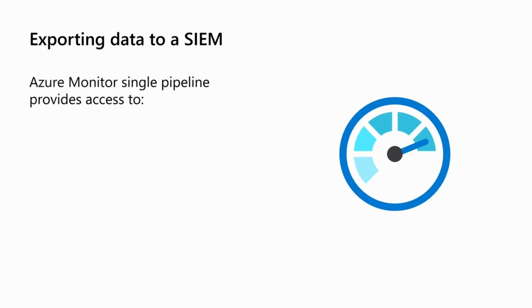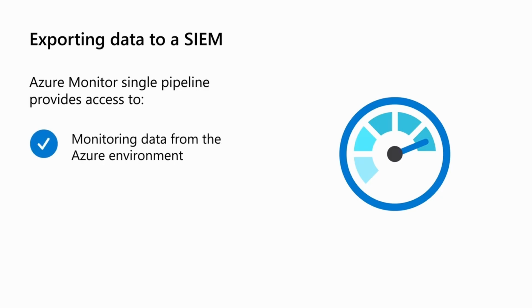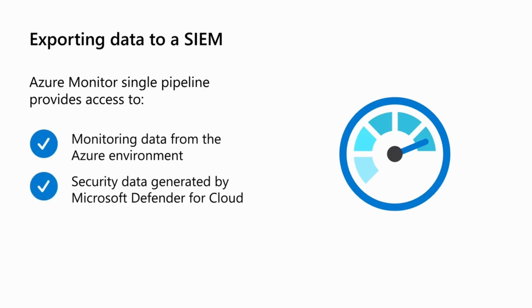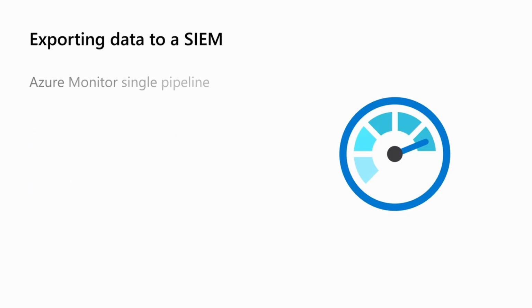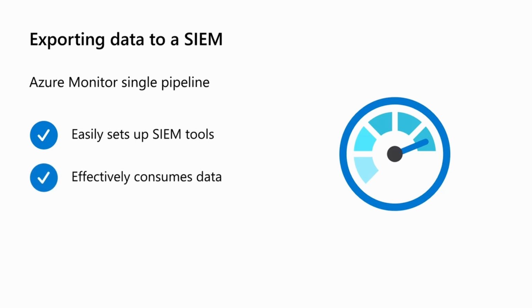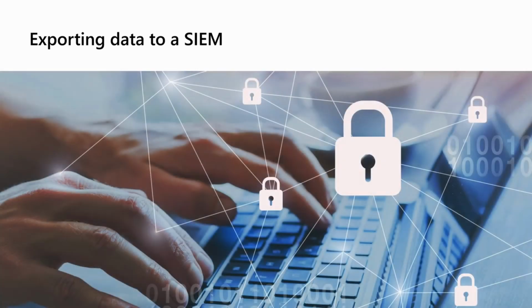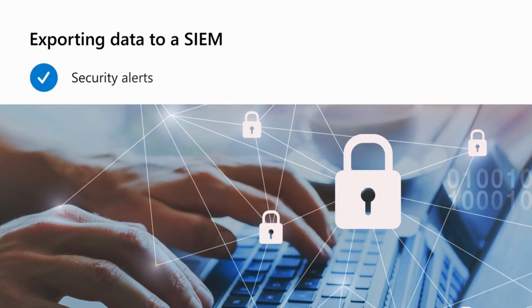The Azure Monitor single pipeline provides access to monitoring data from your Azure environment, including the security data generated by Microsoft Defender for Cloud. This pipeline lets you easily set up SIEM and other monitoring tools to consume that data effectively. The security data exposed from Microsoft Defender for Cloud to a SIEM tool consists of alerts containing information about detected threats, suspicious activities, and other security-related events within your cloud environment.